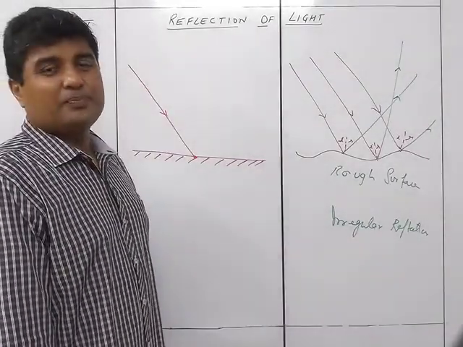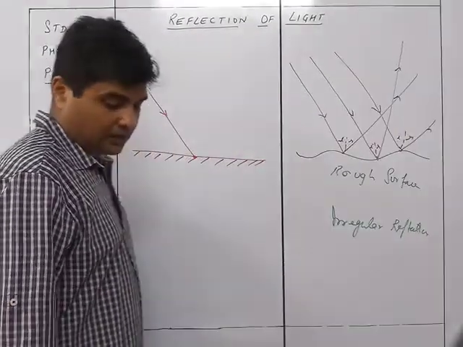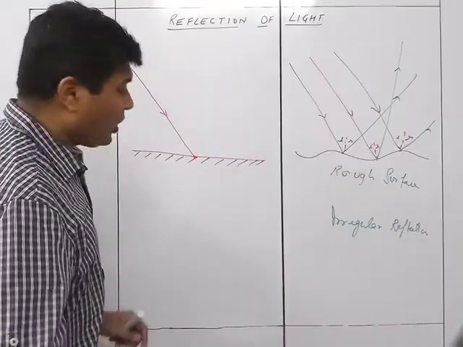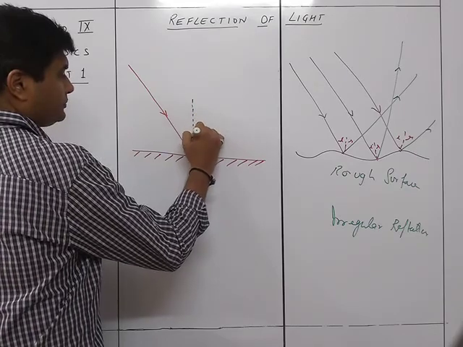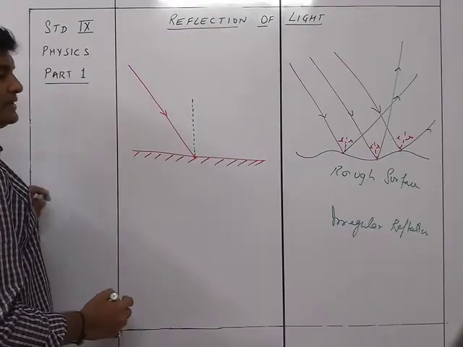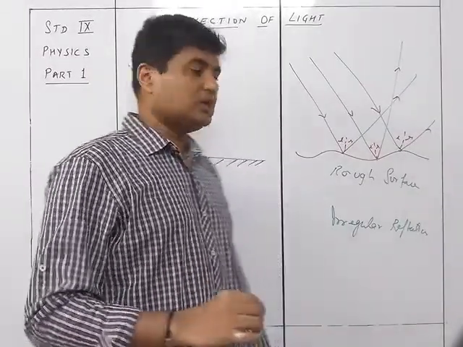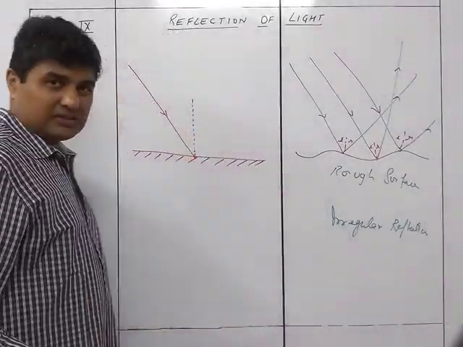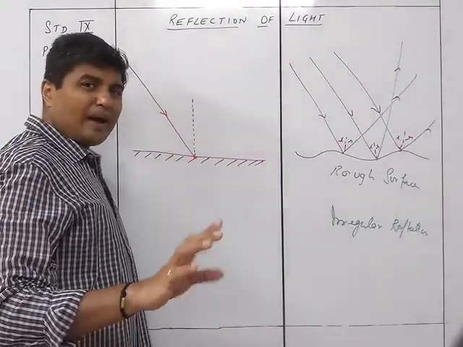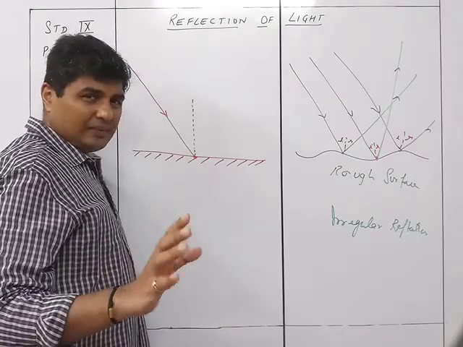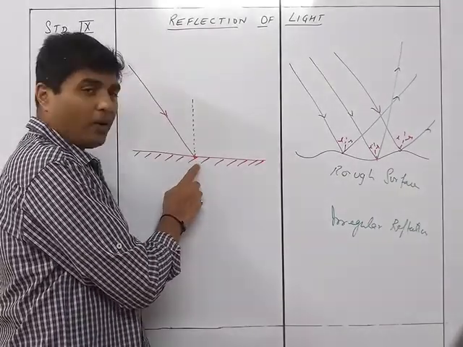This point of incidence is the point at which the incident ray strikes the reflecting surface. The next one is called the normal. So this is the normal. The normal is an imaginary line which is drawn perpendicular to the surface at the point of incidence. At this point of incidence, if I draw a perpendicular, which is an imaginary line, I cannot see it, but this is the imaginary line which I can draw perpendicular to the surface at the point of incidence.